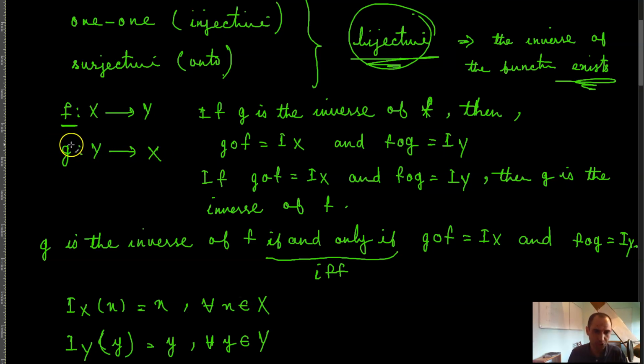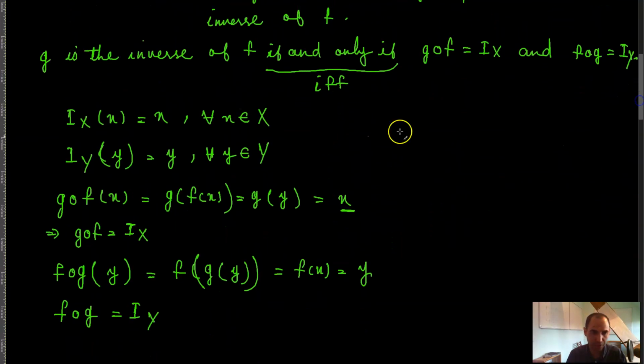But then you will find the function, and if you want to make sure logically that the function you have found, meaning that g, is actually the inverse of f, you have to check this condition: if g∘f is equal to I_X and f∘g is equal to I_Y, then basically g is the inverse of f. And of course it makes sense, because if g∘f is I_X, that means it's the identity function on the domain of f, right?